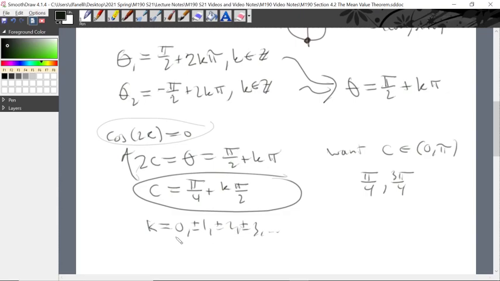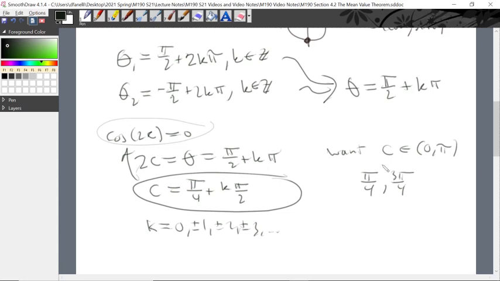If we take k equal to negative 1, we would get pi over 4 minus pi over 2, but that gives us negative pi over 4. And negative pi over 4 is not inside this interval. If we choose k equal to 2, we'll get pi over 4 plus pi, and that would give us 5 pi over 4, which is again outside of this interval.